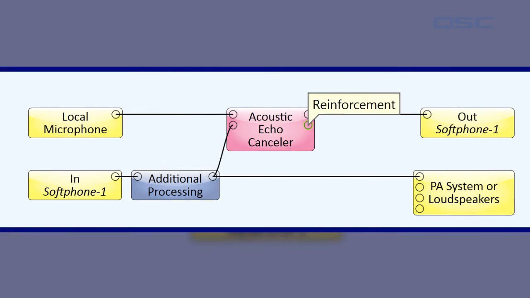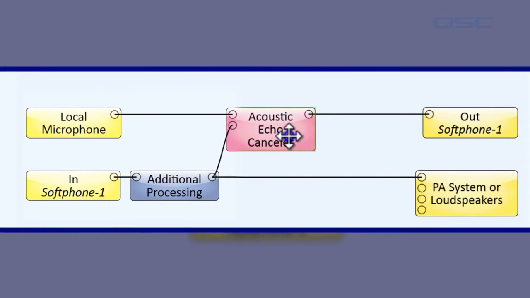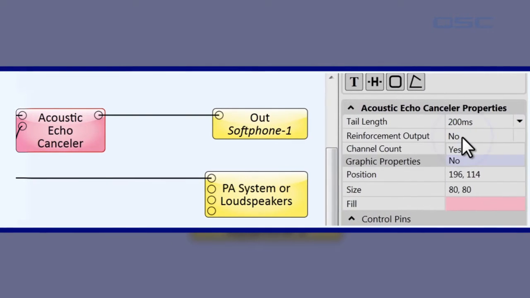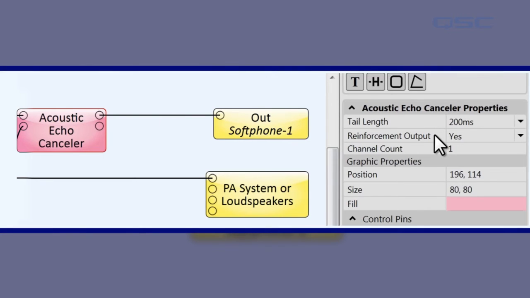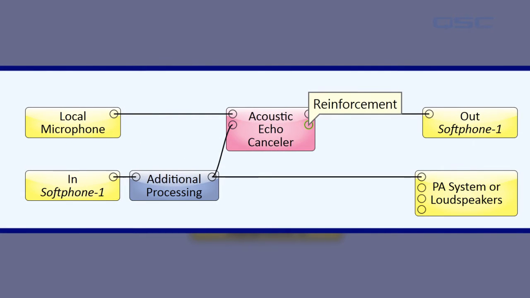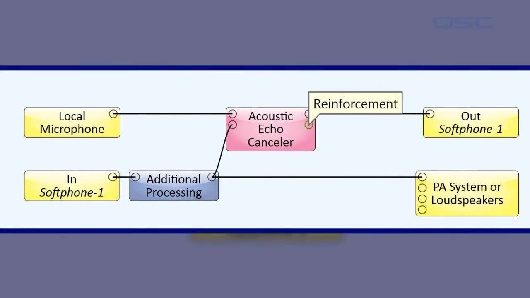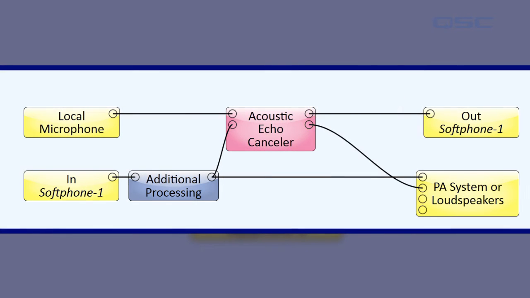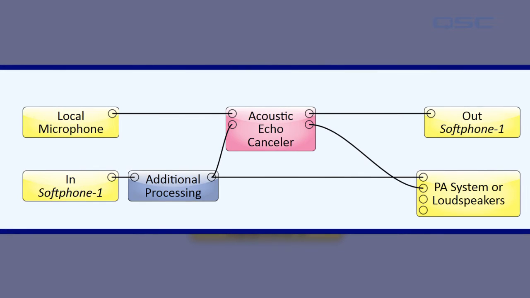A second output pin is available, labeled reinforcement. You can activate this pin in the AEC Properties panel by changing the Reinforcement Output field to Yes. This pin is only used for large rooms, typically conference rooms or legislative facilities, where you would like the audio of the near end reinforced over your local PA system as well. This way, everyone in a very large room can hear both ends of the conversation.